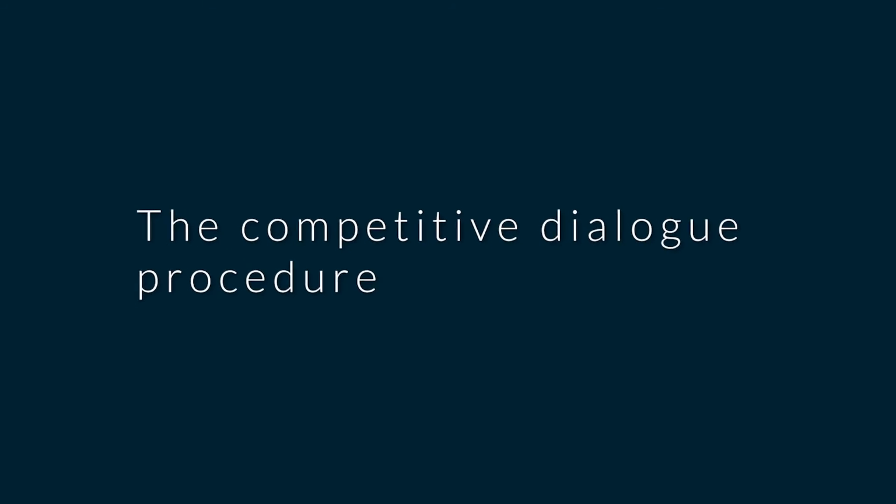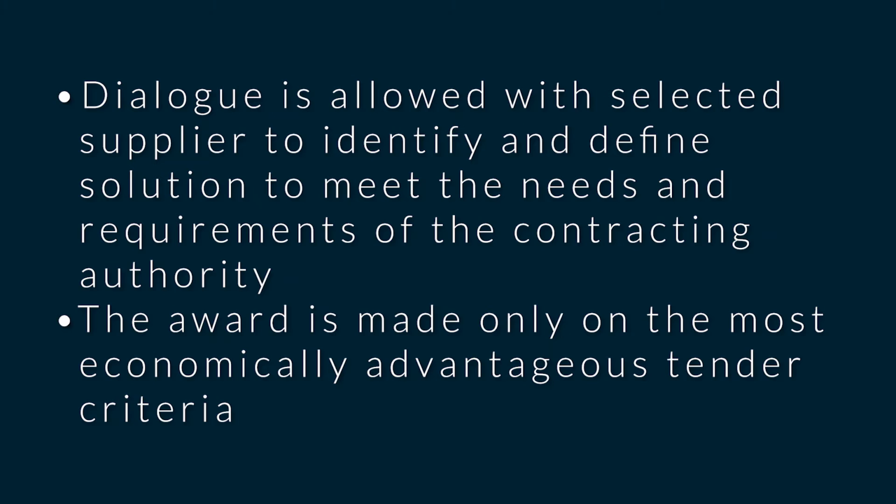And number 3, we have the competitive dialogue procedure. What is happening here is that you're actually getting into conversation, into dialogue with suppliers who are likely to do whatever it is that you want them to do. And through the dialogue, you're trying to figure out who you can work with. Basically, the main features here are that dialogue is allowed with selected suppliers to identify and define solutions to meet the needs and requirements of the contracting authority. The award is made only on the most economically advantageous tender criteria.